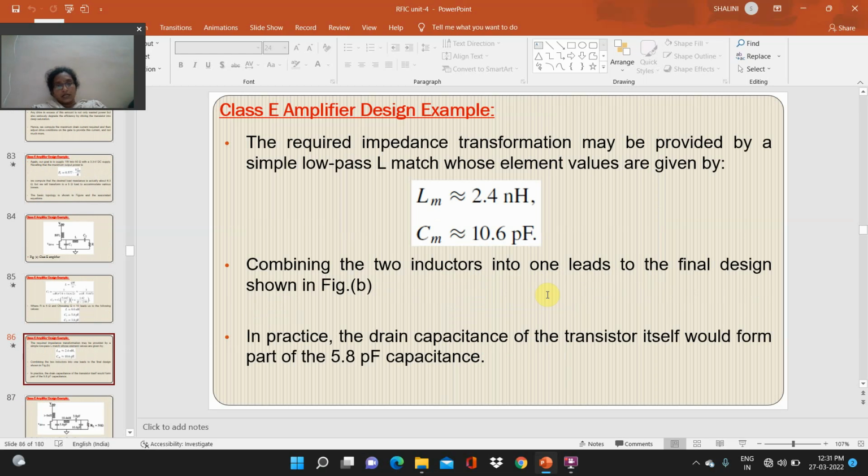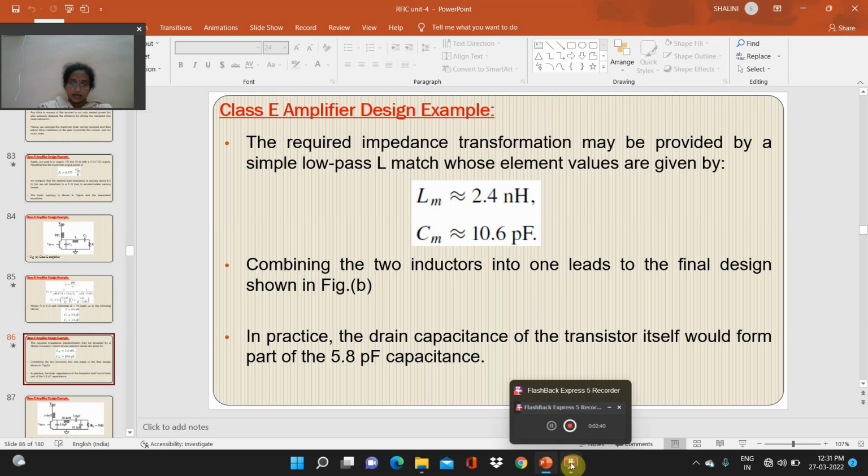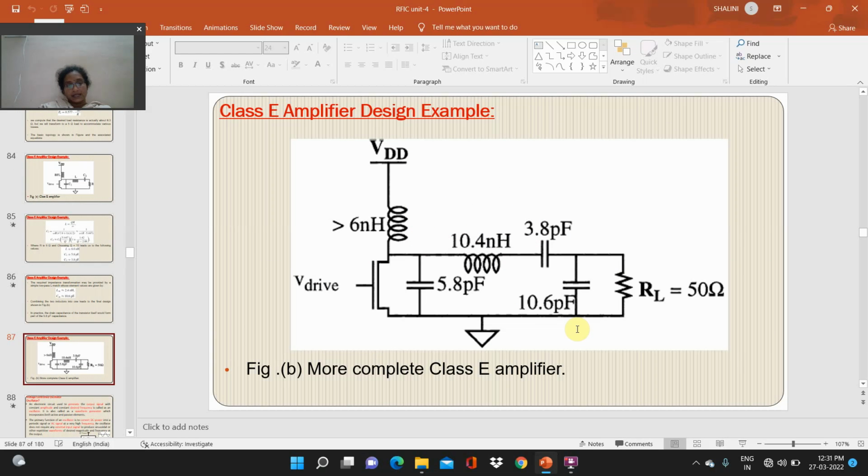The required impedance transformations may be provided by the simple low pass L match whose element values are given by Lm equal to 2.4 nanohenry, Cm approximately equal to 10.6 picofarads. Combining the two inductors into one leads to the final design shown in the figure. In practice, the drain capacitance of the transistor itself would form part of the 5.8 picofarads capacitance. More complete class C amplifier.